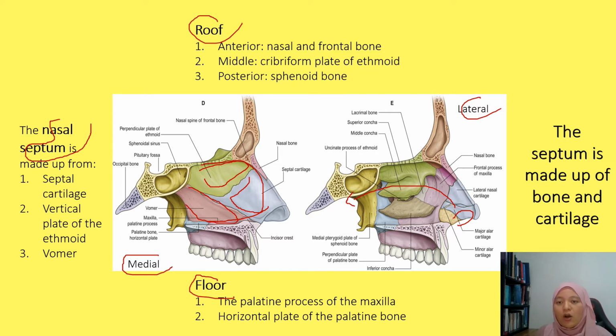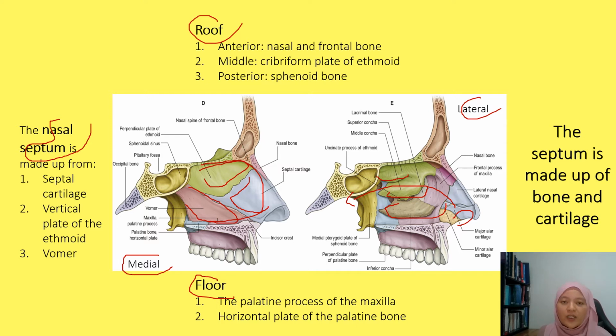It consists of multiple bones, and it has the superior concha here, the green one, the middle concha, and the inferior concha. The area below each concha, we call it the meatus. So this meatus is actually a place of drainage for multiple paranasal sinuses, which we're going to talk about later.